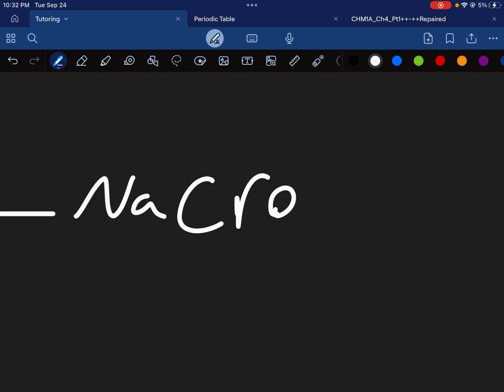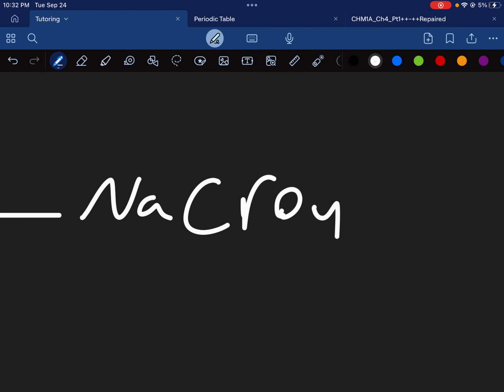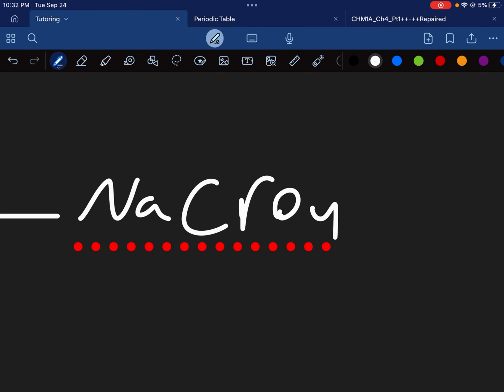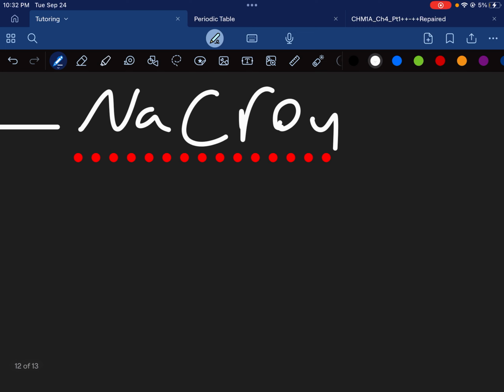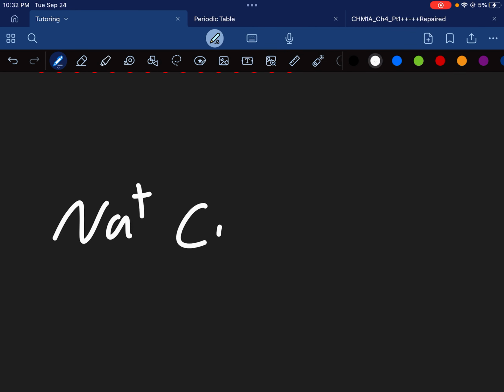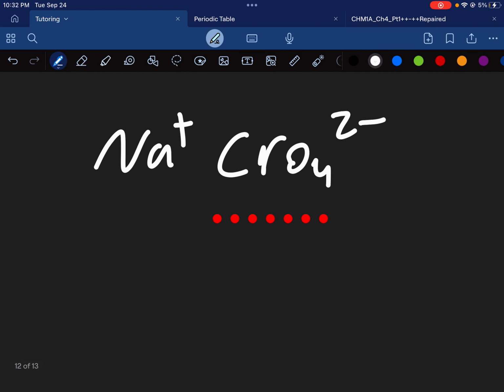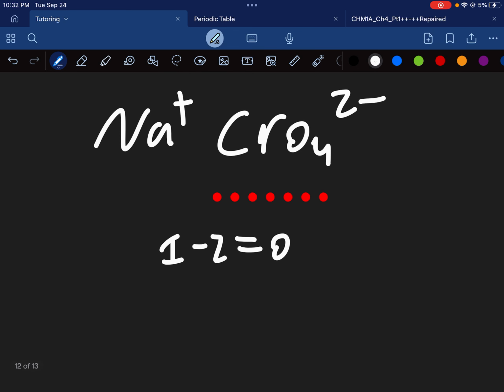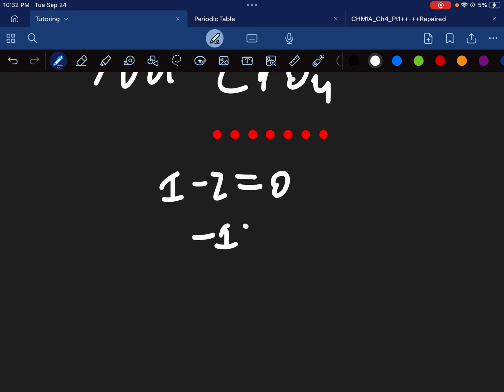However, before we determine our species, we have to check if the charge is 0, because if it's not 0, then we messed up. So, sodium has a positive charge, chromate has a -2 charge. They're not 0 because 1 minus 2 is -1, and -1 does not equal 0. So we need to fix this.